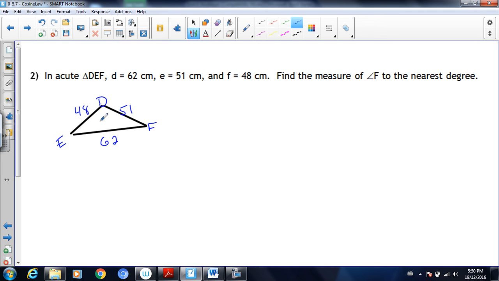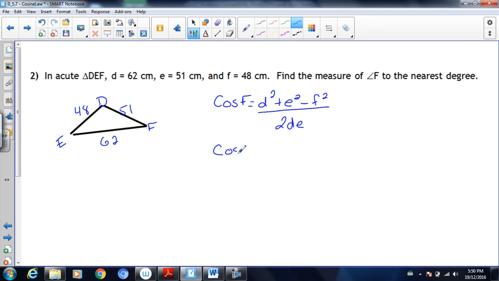So we have three sides. We need to find angle F. Now again, when you have all three sides, we must use the cosine law. So we will write our cosine law for looking for an angle. Cos of F is equal to d squared plus e squared minus f squared, all over 2de.